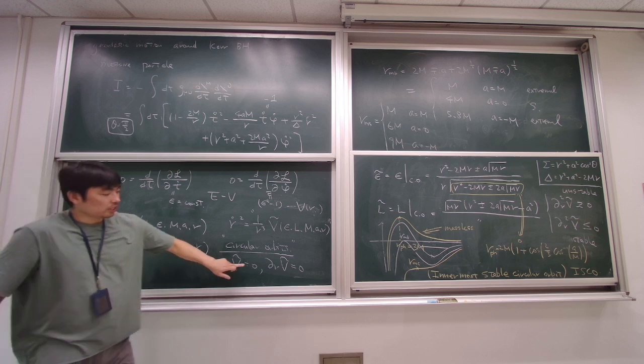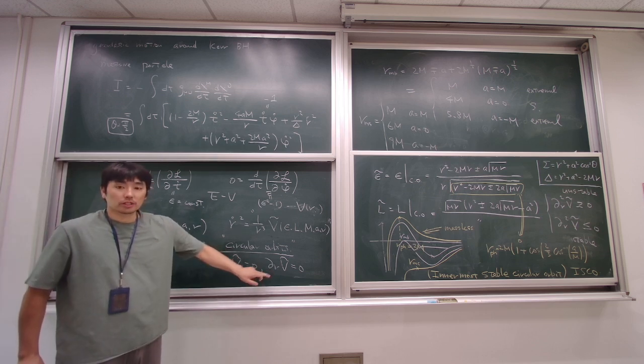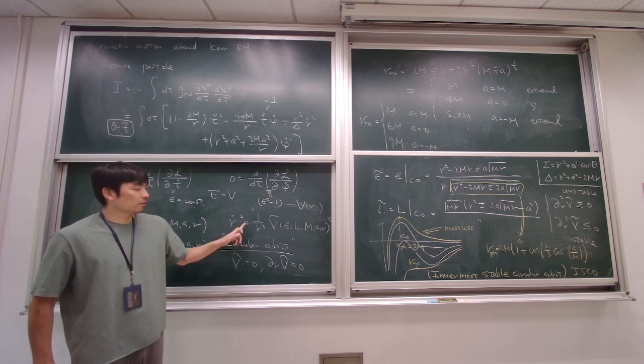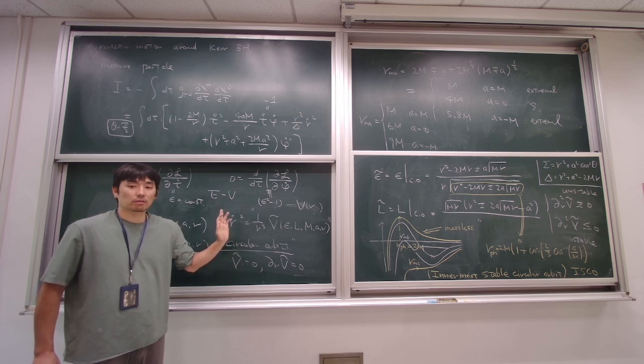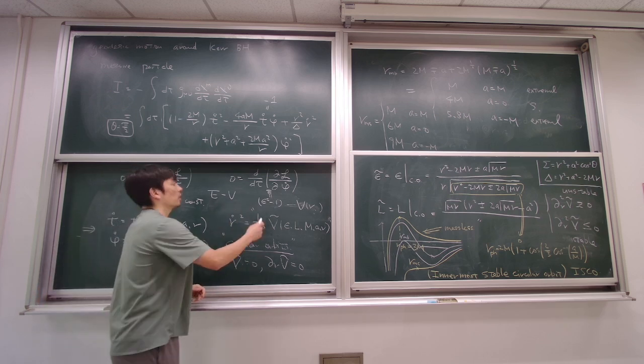But these are 0, right? Circular orbit. These are 0. So therefore, even if you act the derivative on this one, the other derivative becomes 0. Do you understand what I mean? The entire quantity, yeah, I agree.